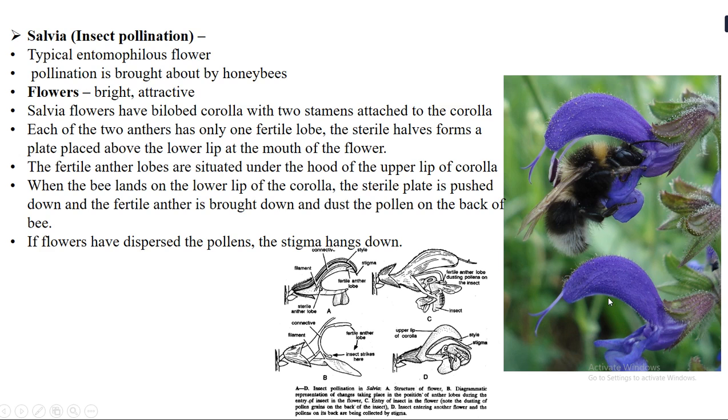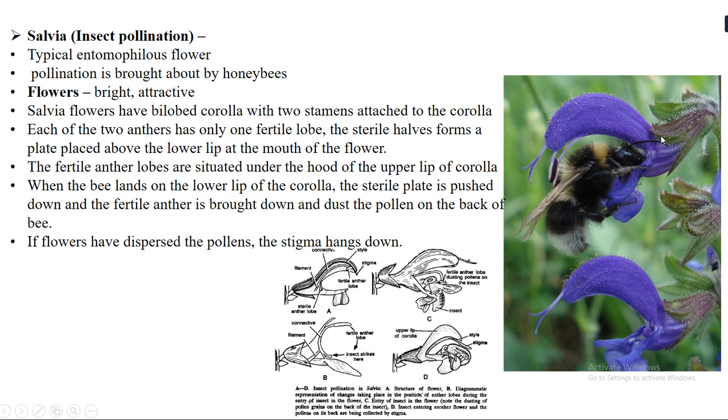What do you mean by entomophilous flower? The flowers that get pollinated by insects are known as entomophilous flowers. And the pollination is brought about by honeybee. So in salvia, the insect that pollinates the flower is the honeybee. Now again, this flower has adapted to some conditions. Let us see what the conditions are. The first thing is that the flower is bright and attractive.